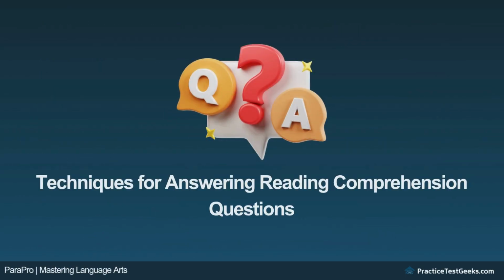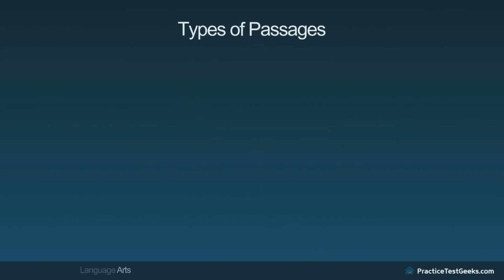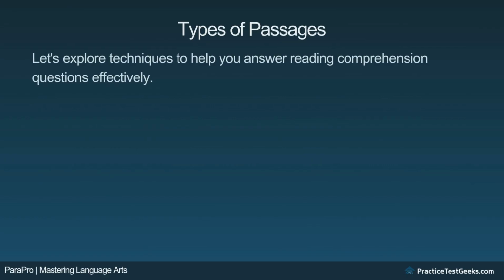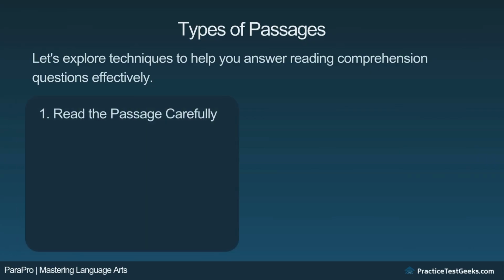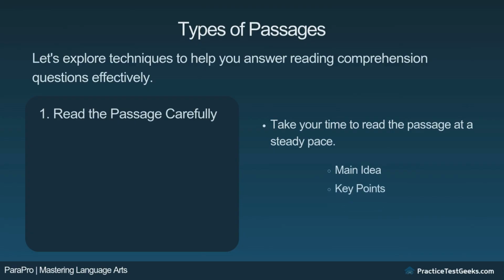Techniques for answering reading comprehension questions. Now that you understand the different passage types and how to identify key elements, let's explore techniques to help you answer reading comprehension questions effectively. Step 1. Read the passage carefully. Take your time to read the passage at a steady pace. If necessary, read it more than once. Focus on understanding the main idea, the key points, and the overall tone of the passage.